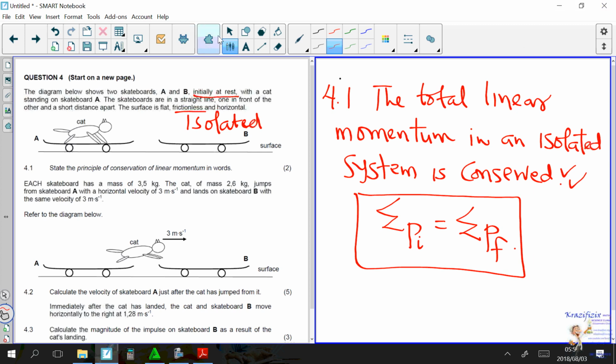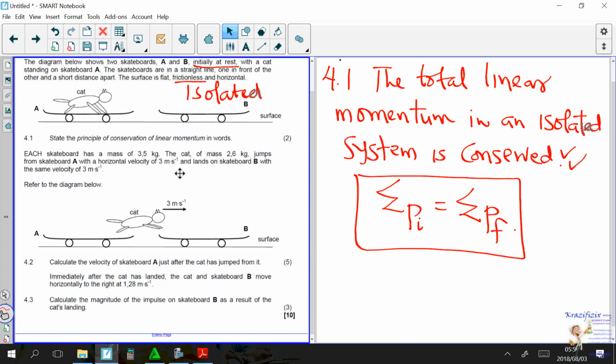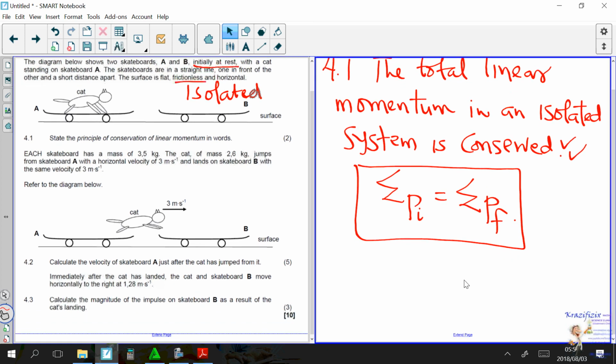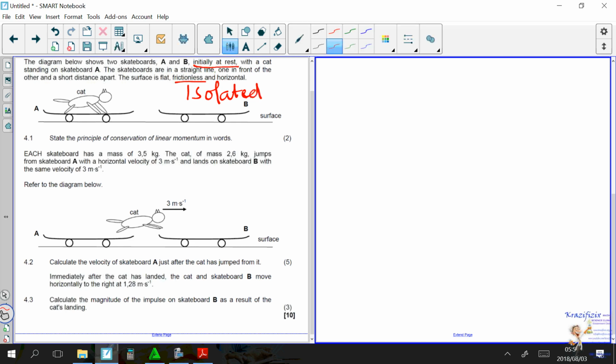Now, what are we looking for in this question? Let's scroll up and see. It's 10 marks, and already we have our 2. We need to go on and get the remaining ones. Calculate the velocity of skateboard A just after. Now, it is important to start by stating your direction. Let's take the direction of the cat as positive, which is basically forward, as positive.